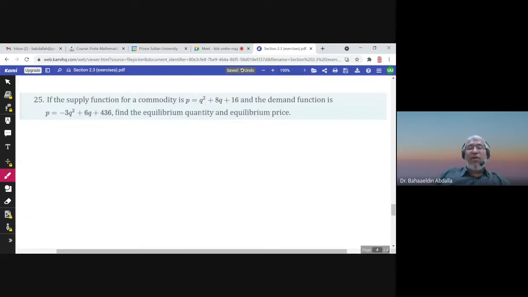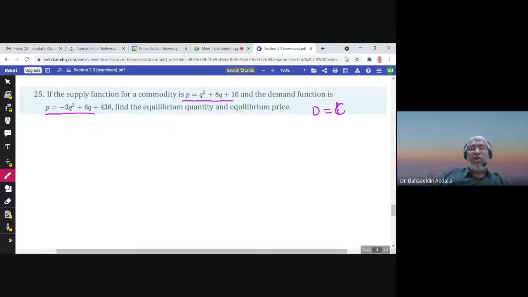If the supply function is given by this equation and the demand function is given by this equation, find the equilibrium quantity. Well, the equilibrium quantity and equilibrium price, the equilibrium point, would be when the demand equals supply. So we need to solve these two equations together. And to solve them together, the first equation is solved for P and the second equation is solved for P.